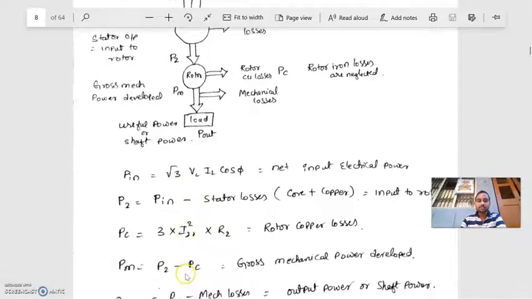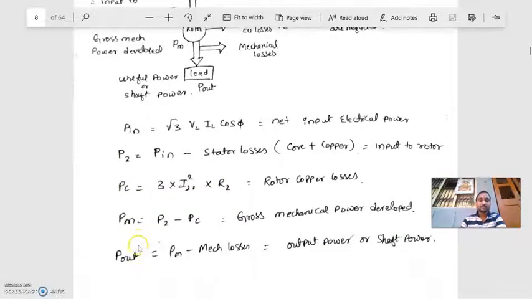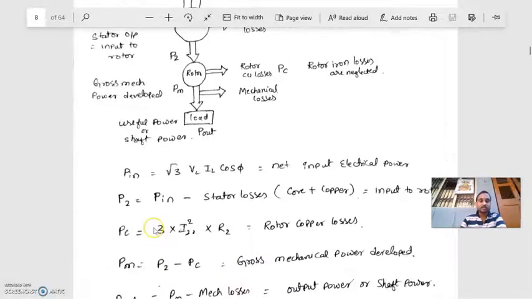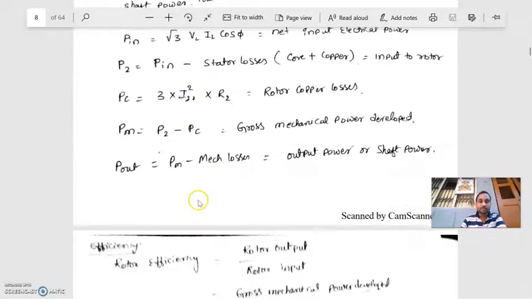Okay. So if it is three phases, then it is 3 I2² R2, where I2 is the rotor current under running condition. The square of the rotor current under the running condition multiplied by the rotor resistance will give PC, the rotor copper loss. So now PM is the gross mechanical power developed, given by P2 minus PC.